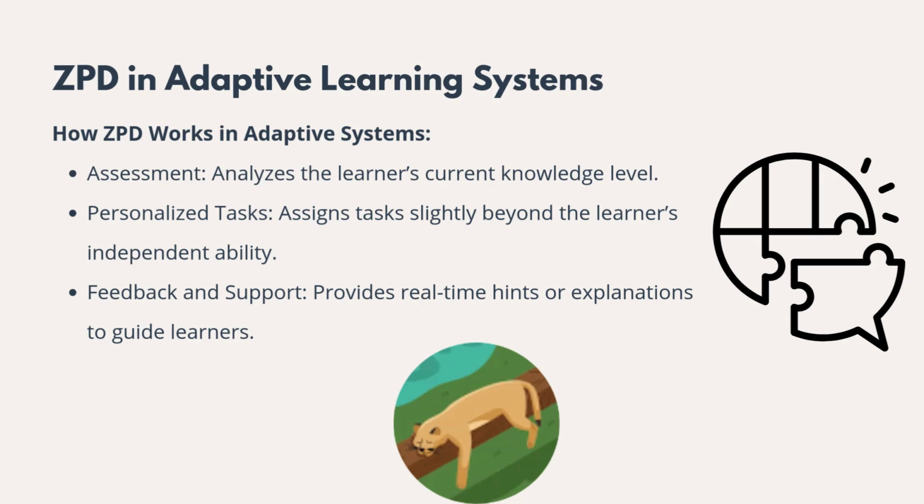Finally, feedback and support. The adaptive system provides real-time hints, explanations, and guidance, ensuring that learners remain confident and focused on their development. By aligning tasks with the ZPD framework, adaptive systems bridge the gap between independent ability and potential, creating a dynamic and supportive learning environment.